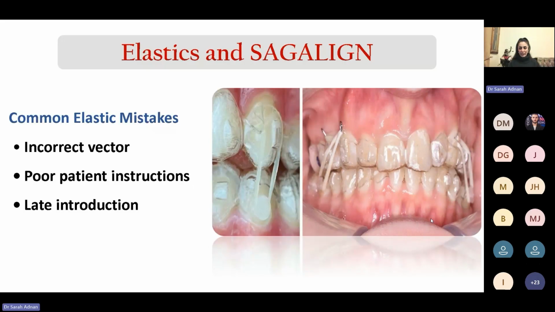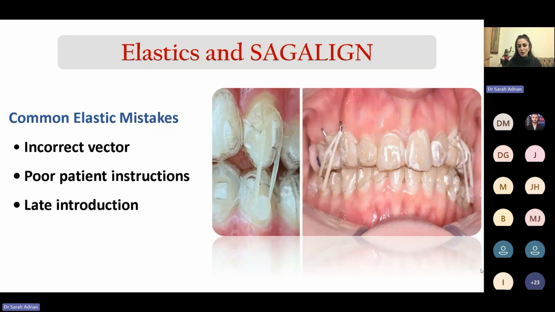Regarding the most common elastic mistakes, incorrect vector. Incorrect vector is an important problem with aligners, with elastics and aligners. If you are planning extrusion tooth movement or intrusion, vertical vector is more important and more essential than horizontal vector. If you are planning for retraction, for example, horizontal vector will be more beneficial, but sometimes it's a combination according to the clinical situation.